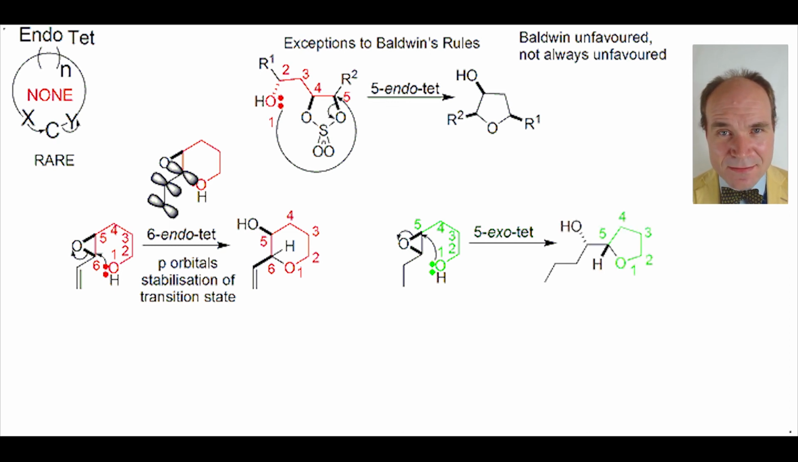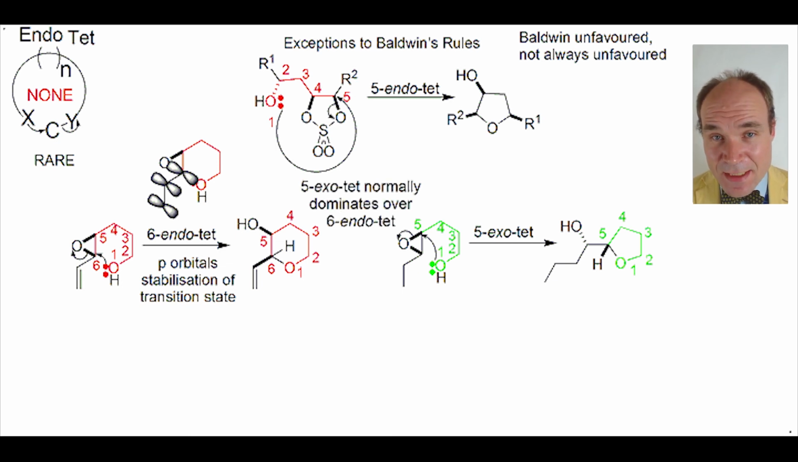So you can see now that when we get the 6-endo tet reaction, that alkene is absolutely critical for that to happen. Normally, 5-exo tet will dominate 6-endo tet, where there's a choice within the same molecule.